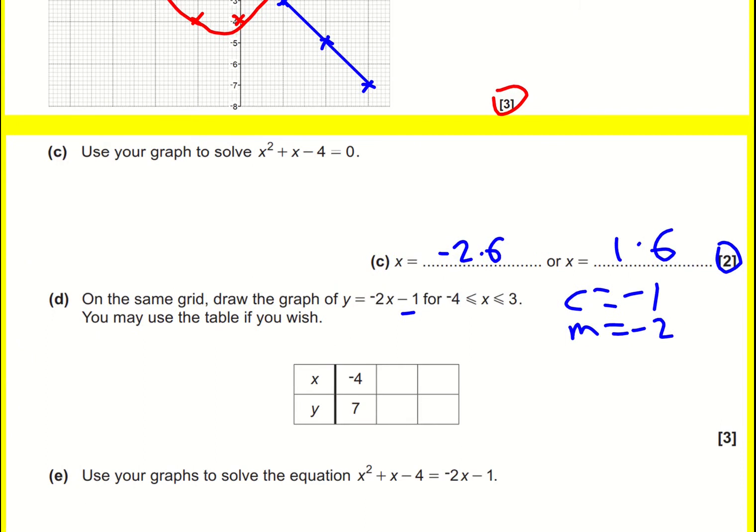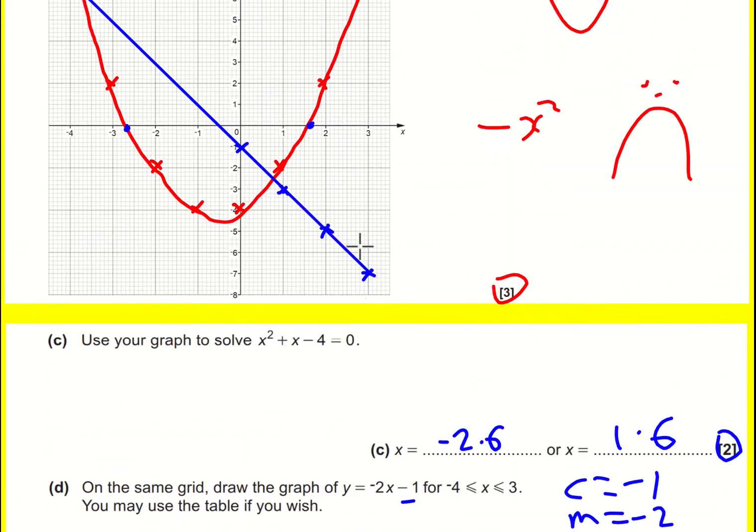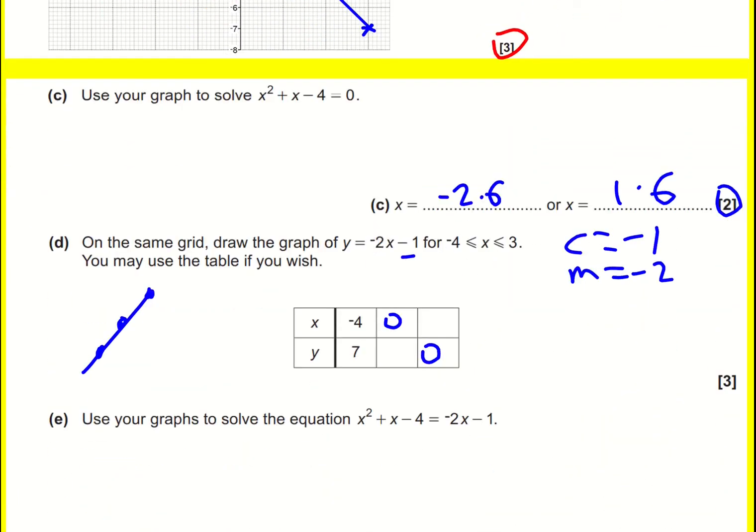I could have drawn the table. When it says draw the table, I suppose it's just getting you to, it's going to be a straight line, so you actually only need, well, once you have 2 points, that's enough, but 3 points will help you draw it a bit more accurately. But you could maybe try x equals 0 and y equals 0 if you wanted. But anyway, that's what your line should look like.